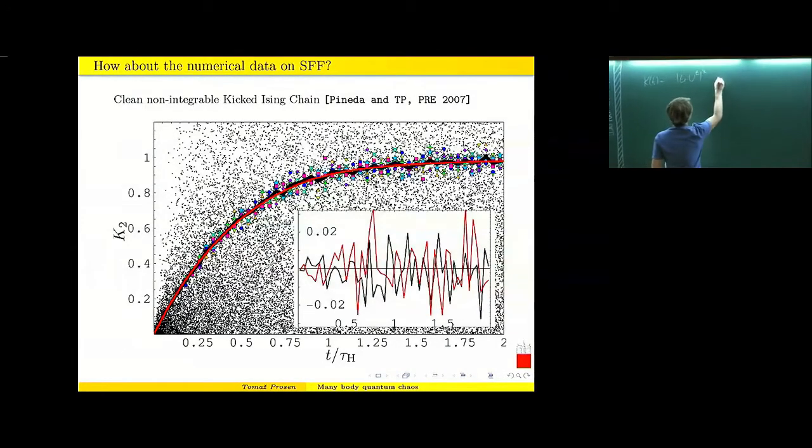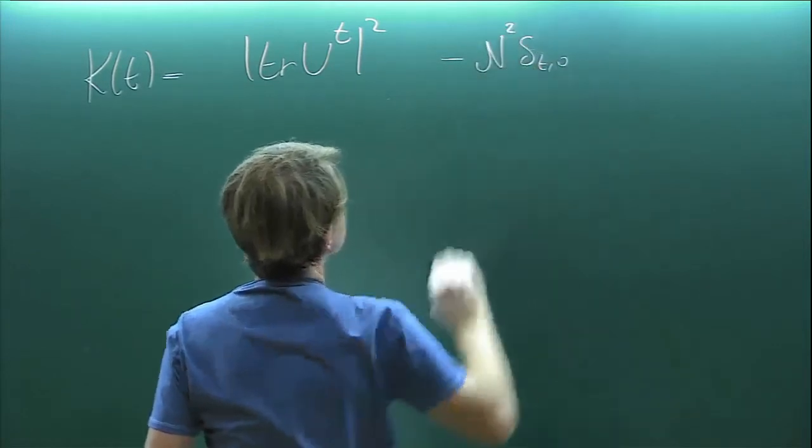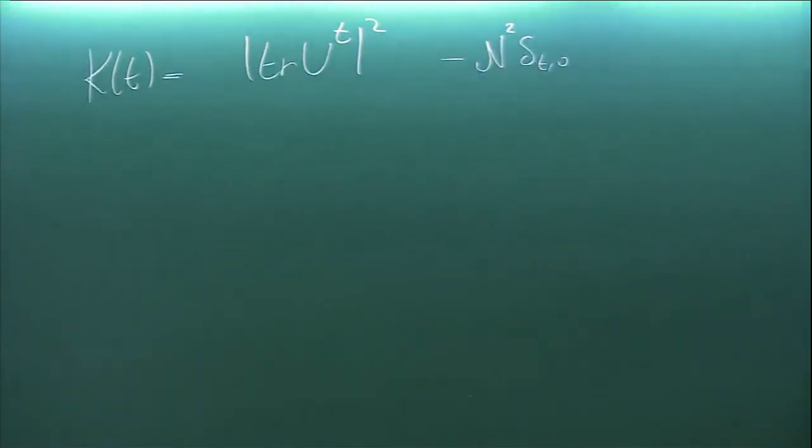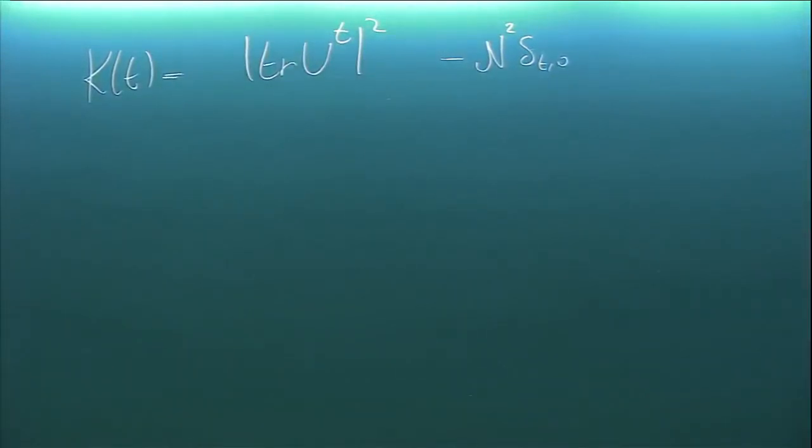Then we subtract the delta at time equal to 0, but that doesn't matter so much. Now, if you don't do any averaging, this is what you get, these black points. In this particular case, we don't do any other averages. Then you have these nice full curves here. The red curve is actually a random matrix result, but the black curve is numerics.